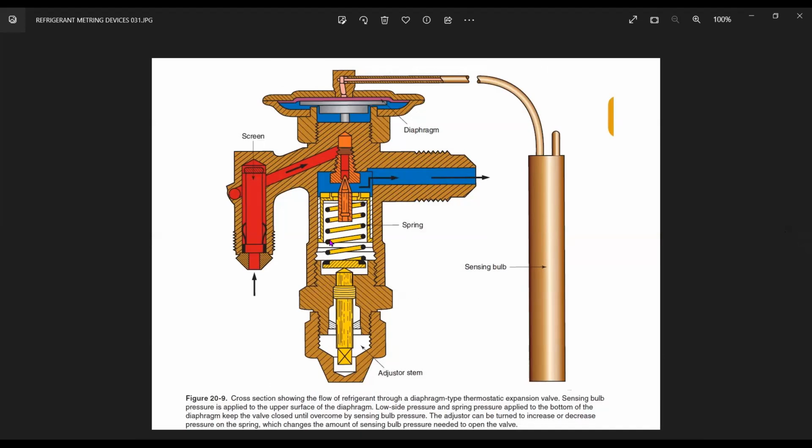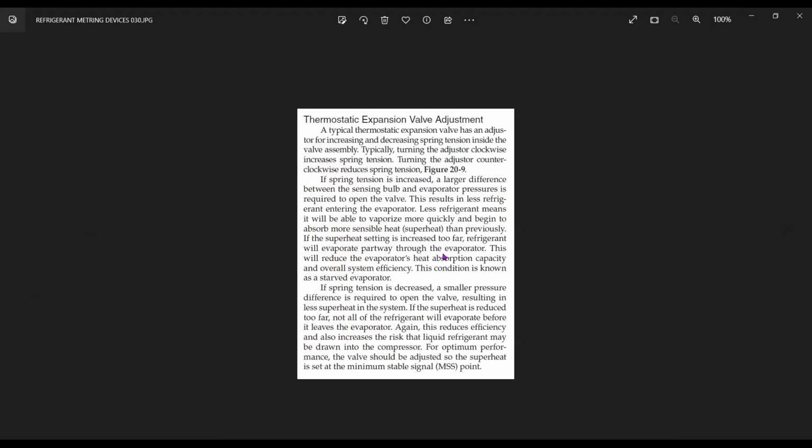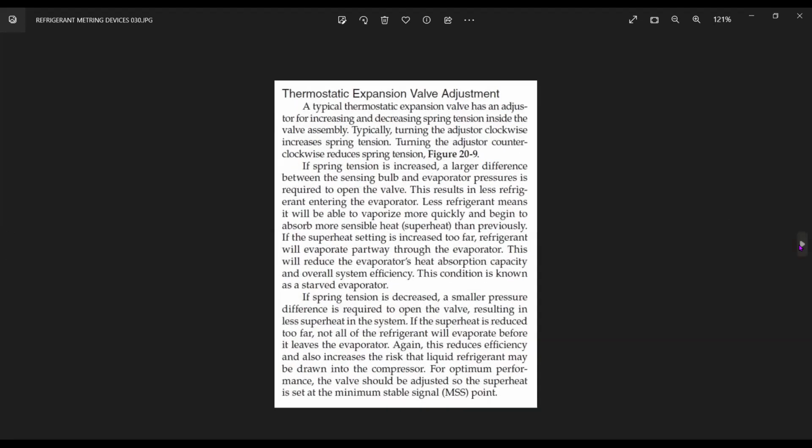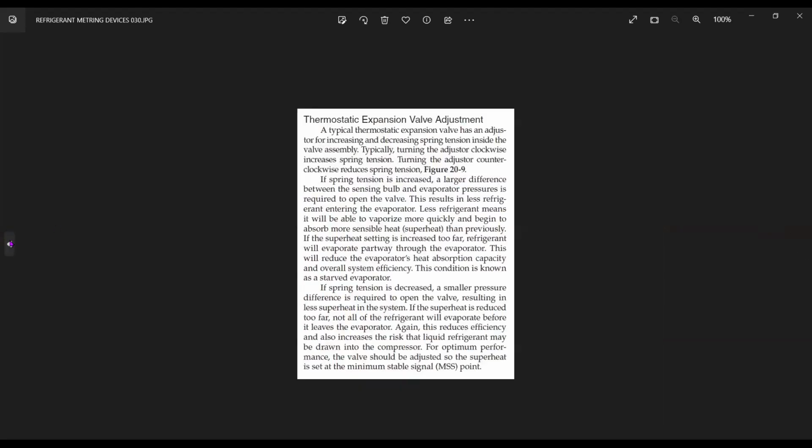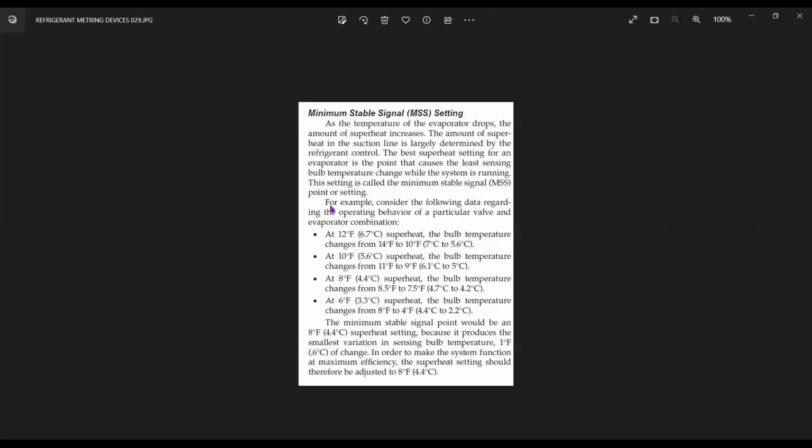So clockwise, pressure increases, degree of superheat increases. Anti-clockwise, pressure decreases, so it will open at a lesser and later superheat, which will be decreasing. That is the idea. More refrigerant will go, superheat will be less. That is the idea. So that is the basic idea of how to adjust the thermostatic expansion valve. Okay. So basically, you should adjust to the MSS point, the minimum stable setting, so that the temperature differences should ideally not be too much.